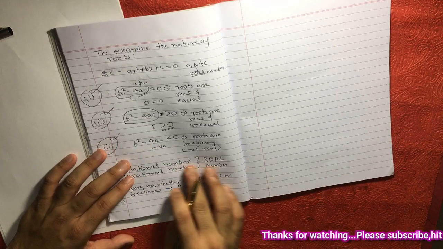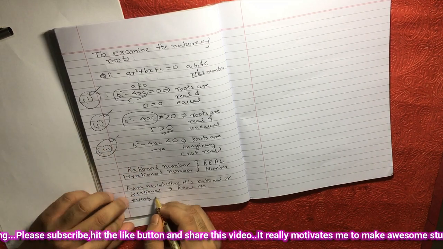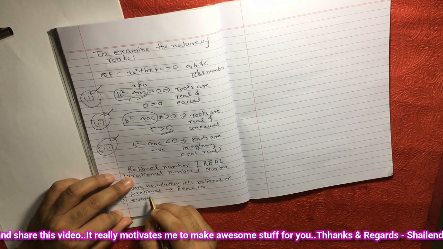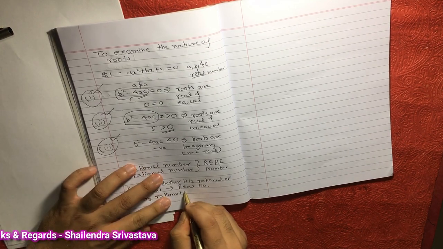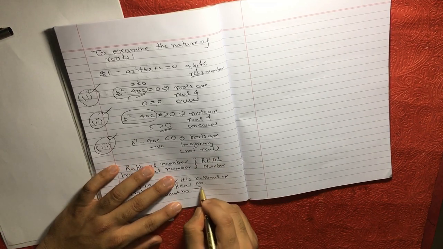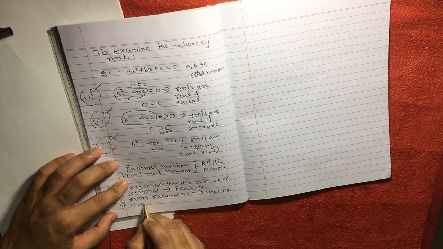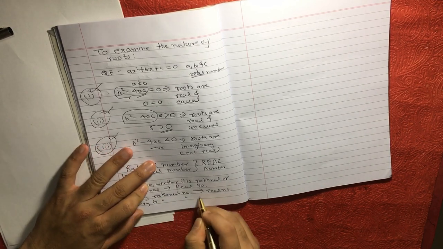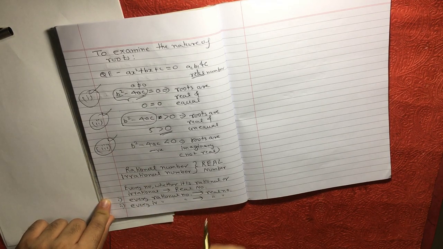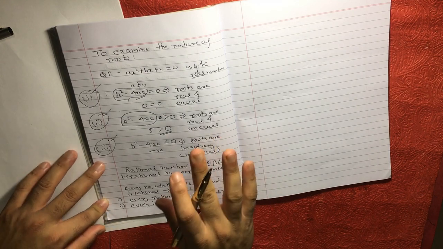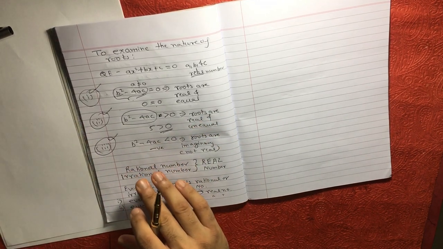Further, I'm explaining this in more detail, otherwise it's not required, if you ask me very precisely. But I'm writing this. Every rational number is a real number. Similarly, every irrational number is a real number, right? So every rational number is a real number and every irrational number is also a real number. So that's all for explaining in terms of theory before I start the actual questions.